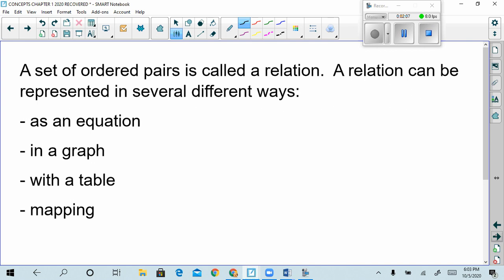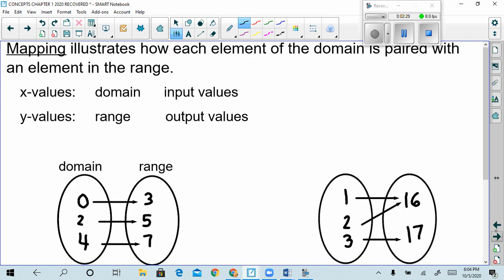So a set of ordered pairs is called a relation, and a relation can be represented in several different ways. We're going to look at it in equation form. We're going to represent it in a graph. We're going to look at a table of values, input-output tables, and we're going to do something called mapping. So let's look at mapping first.